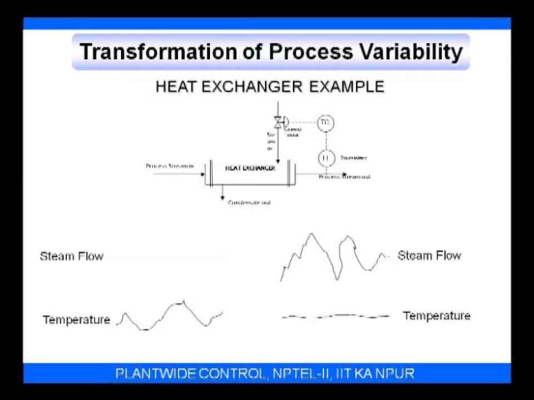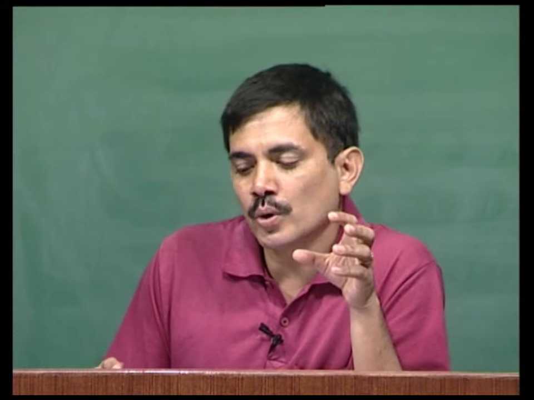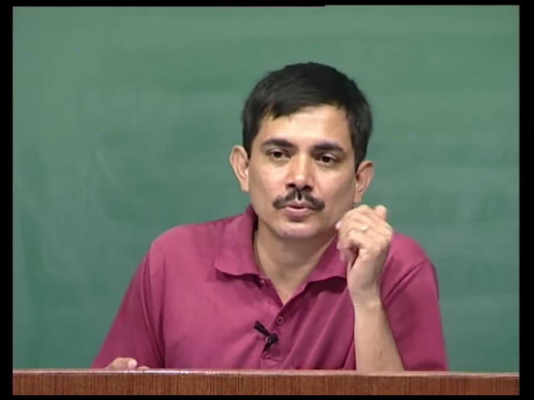Now, if this temperature loop is tuned properly, what you would have in this situation where there is feedback control is the steam would go all over the place, as you can see here, whereas the variability in the temperature is much less. So, what the control loop has done is transform the variability from the process stream to the steam flow. The variability in the temperature in the process stream was not acceptable or not desirable. The control system has transformed it to a location in the plant where it is acceptable, to a benign location.